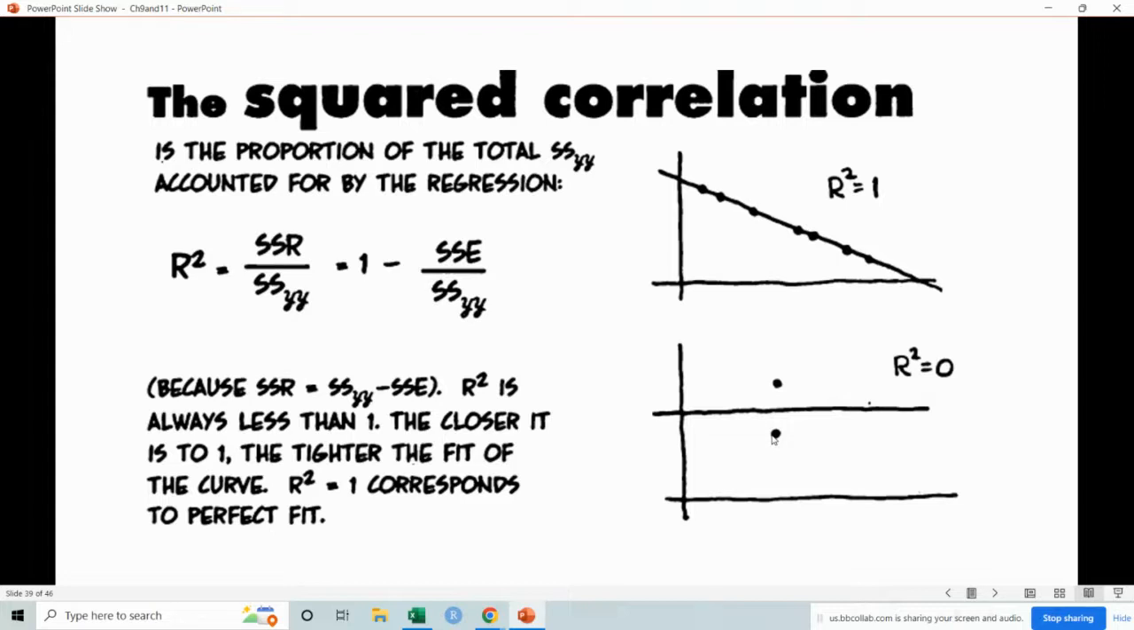R squared is always less than or equal to 1. The closer it is to 1, the tighter the fit of the curve or the line. An r squared of 1 corresponds to a perfect fit, and like it says, you should never get a perfect fit. We'll talk about this more with multiple regression. The more variables you add, the more variance you can explain, though some of those variables may overlap, but we can keep trying to explain more of the model and get rid of as much of the error term as possible, and that will keep increasing our r squared.